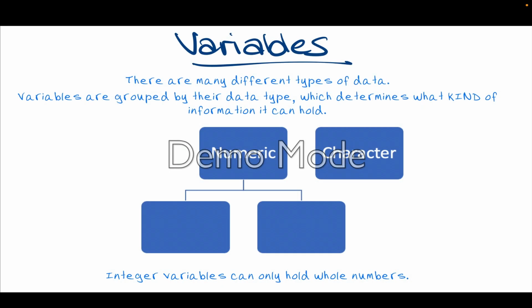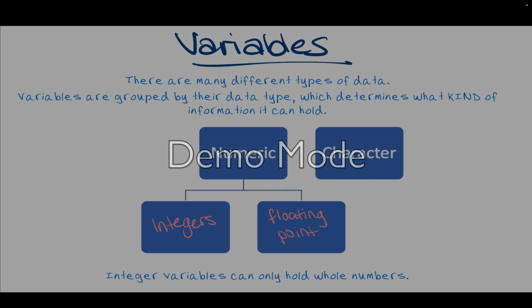There are many different types of data. Variables are grouped by their data type, which determines what kind of information it can hold. We have numeric data and we have character data. Numeric can be split out into two separate kinds of data. We have integers and we have floating point numbers. So floating point is anything that has a decimal place in it. Integer variables can only hold whole numbers.